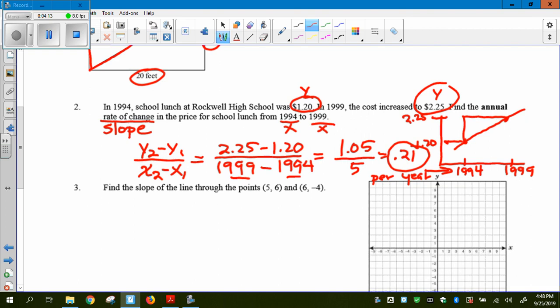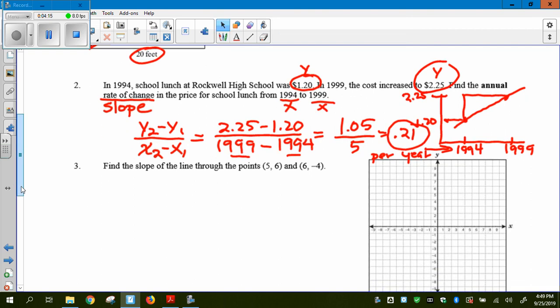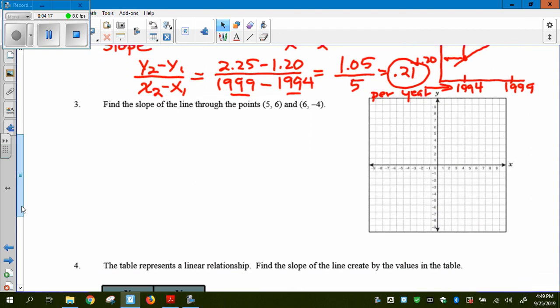All right? On the third one, we're going to find the slope of the line through the points (5, 6) and (6, -4). I'm going to show you two ways to do that. We could go ahead and graph those points, the point (5, 6) being right there, and the point (6, -4) right there. And then I could draw the line in. I know that wasn't a super straight line, but then I'm going to find the rise and the run.